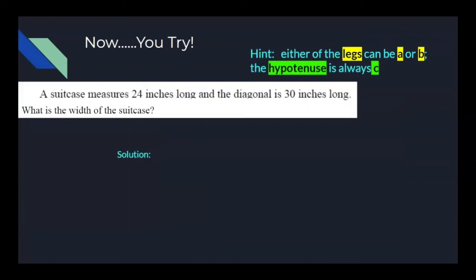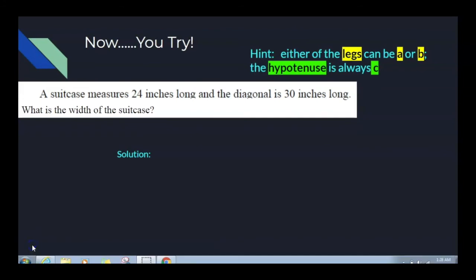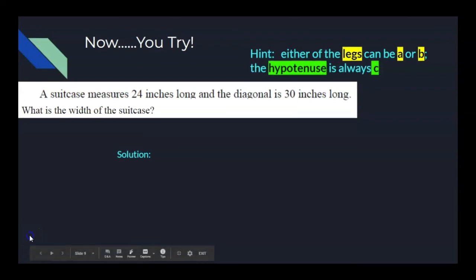Here's the word problem. See if you can draw a diagram and solve this word problem. The word problem tells us that we have a suitcase, which is in the shape of a rectangle. Here are some details. It is 24 inches long, and the diagonal is 30 inches long. What is the width of the suitcase? Let's look at the solution.